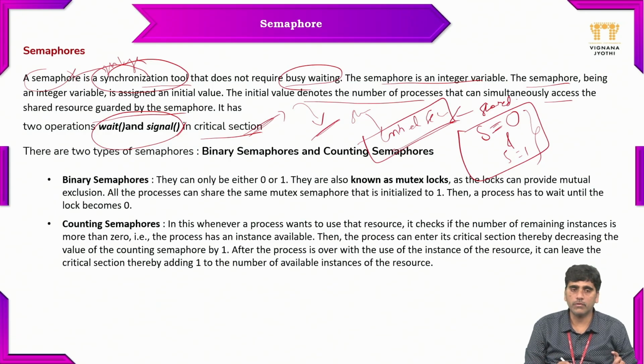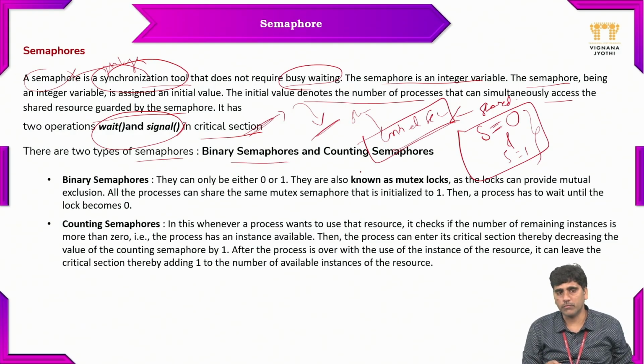Similarly, for the semaphore solution, there are two types of semaphores. One is the binary semaphore and the second one is the counting semaphore. Binary semaphores can only be either 0 or 1, and they are also known as mutex locks. Mutex stands for mutual exclusion locks. As the locks can provide mutual exclusion, they are called mutex locks.